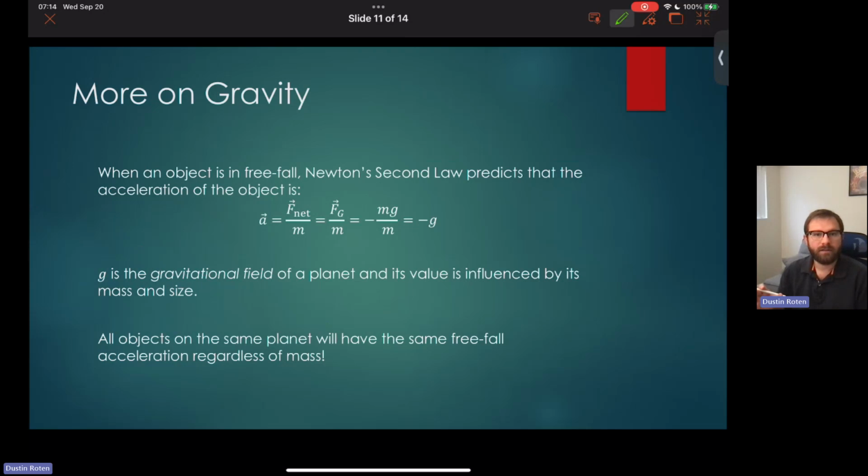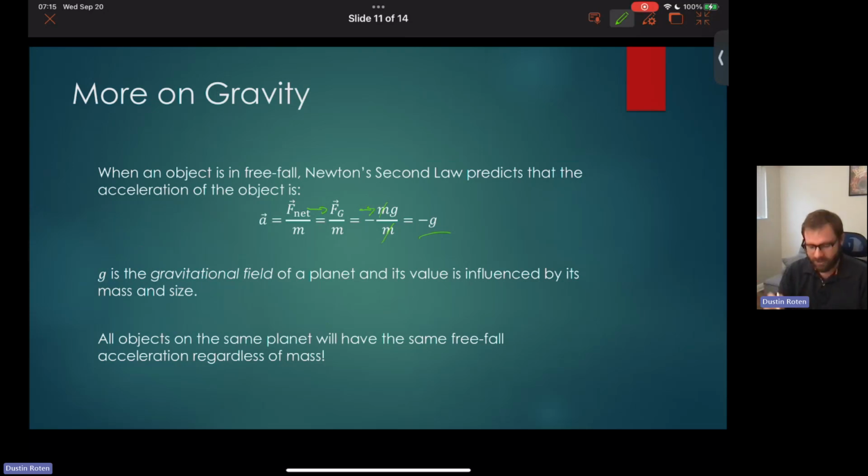So just a little more on gravity. When an object is in free fall, Newton's second law predicts that the acceleration of the object is going to be negative g. So that checks out. The acceleration we've been using works out for us. All we do is think about the object in free fall. The only force acting on it is gravity down. We just showed that that's going to be negative mg, or mg in the negative direction, because that's the force due to gravity. Well, these masses cancel out, and we're just left with negative g. So Newton's second law checks out.